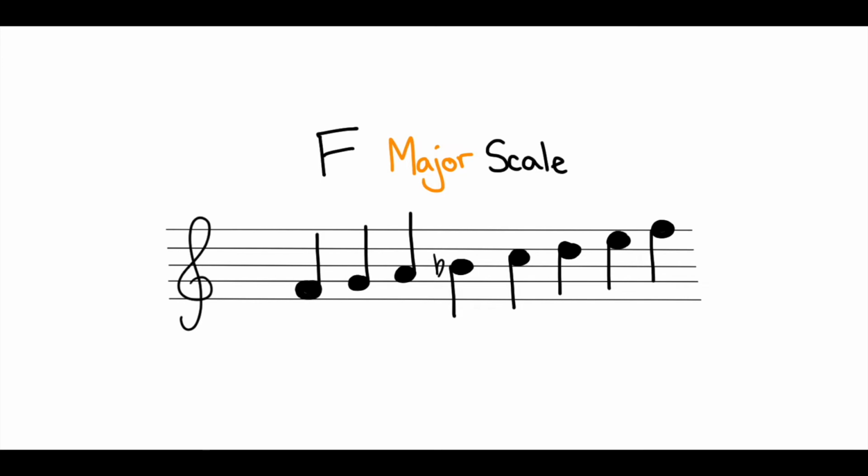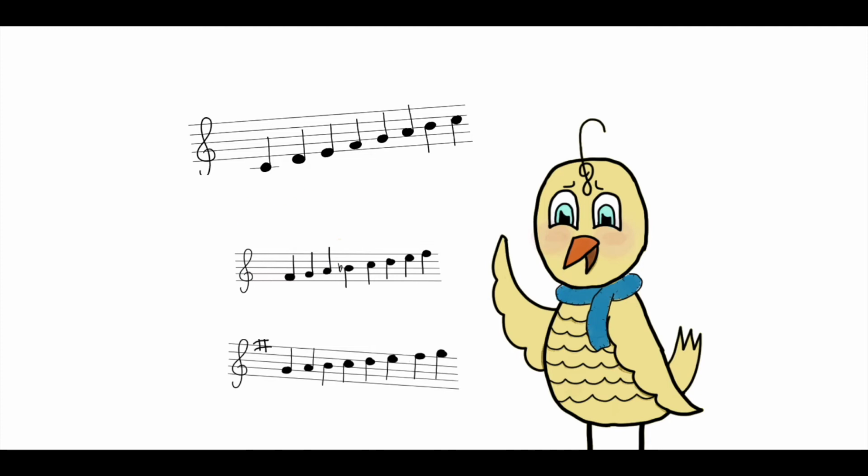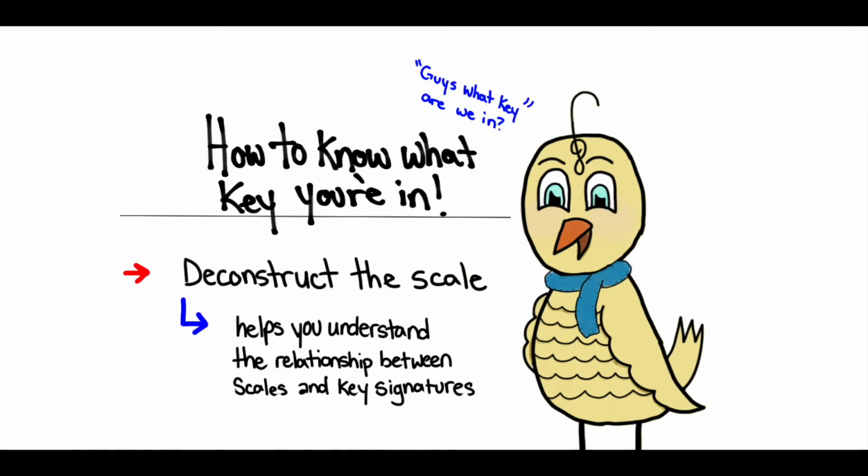For the F major scale, we know that it only has 1 flat, which is B flat, so every time you see 1 flat in the key signature, you'll know that the key is F major. This isn't the most efficient way of looking at key signatures, but it's still a good way for beginners to start looking at the relationship between scales and key signatures.